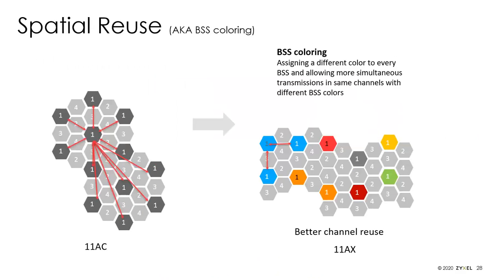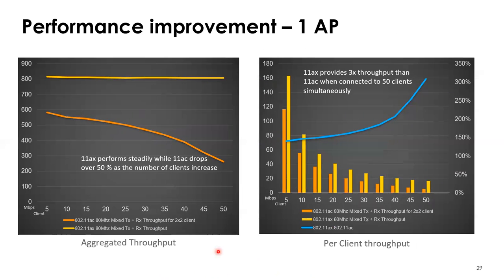We have something new called BSS coloring, which helps identify which packets or which device the packets are intended for, to make it easier for Wi-Fi 6 devices to ignore competing signals from nearby devices. There's a bunch of other new technology in here. One of the coolest things here is just the much better utilization of available airtime.